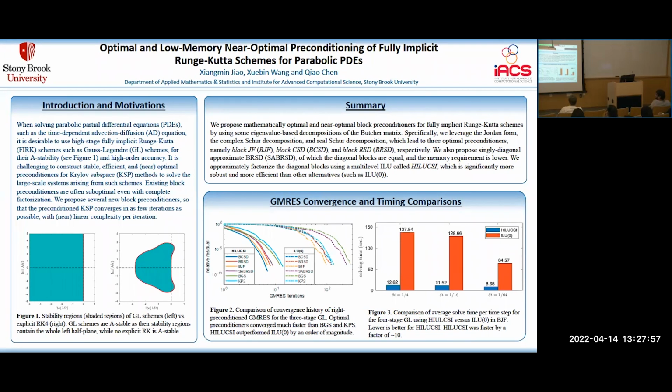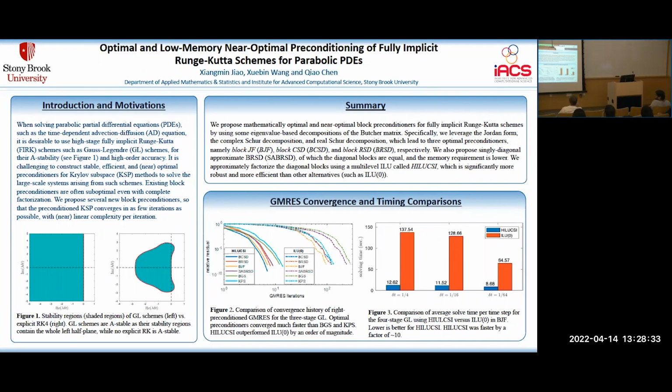Suppose we have three stages, then we need to solve for the number of degrees of freedom times three stages, this many unknowns, at the same time. For this large scale system, we propose to use the product subspace method to solve it. It is an iterative solver and it is much more efficient, but it requires a good preconditioning method.